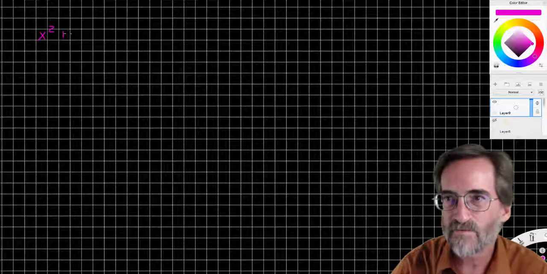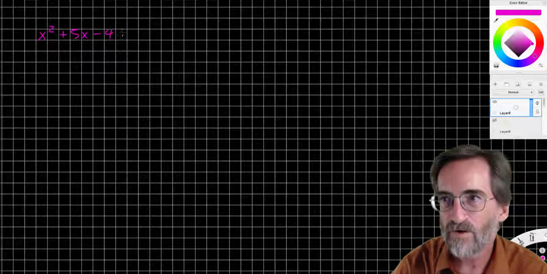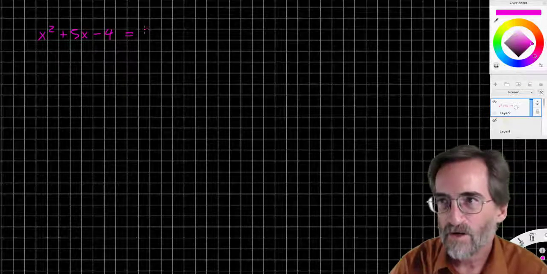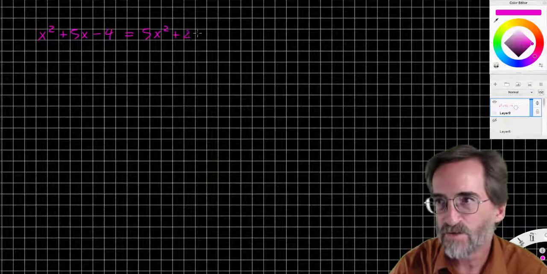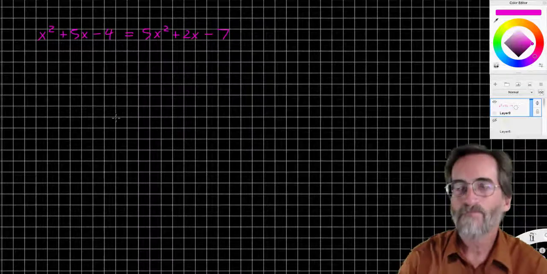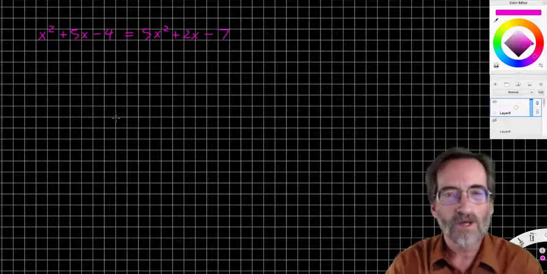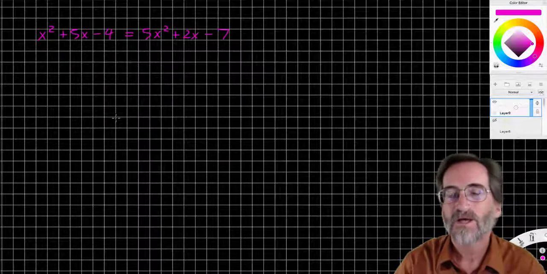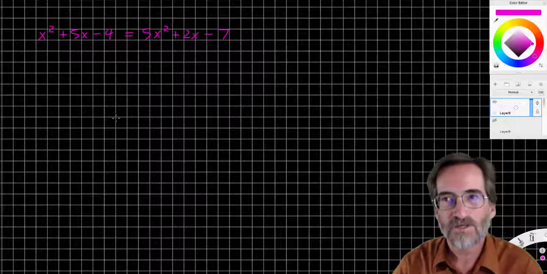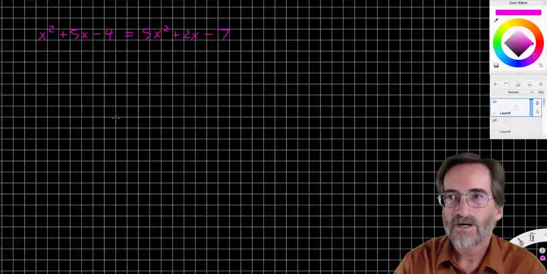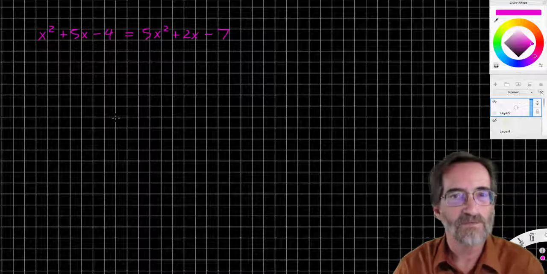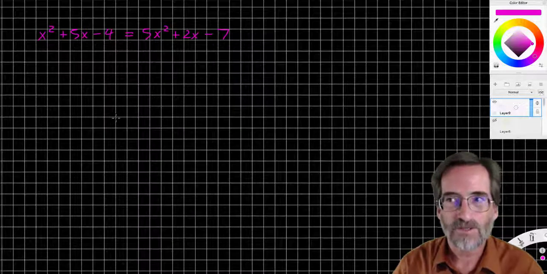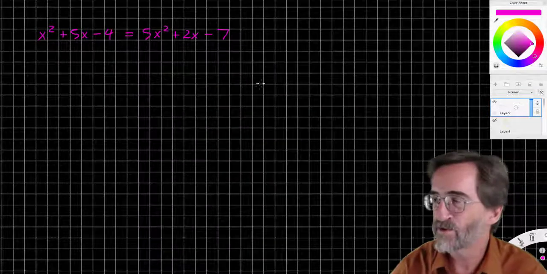X squared plus 5x minus 4 equals 5x squared plus 2x minus 7. Okay. So when solving a quadratic equation, this is quadratic, I know, because it's polynomial, and so it's got powers of x, and each term has a coefficient, a power of x. Even the constants have a power of x. It just happens to be x to the 0. All right. So it's a polynomial equation, and the highest ordered term is 2. So this is a quadratic.